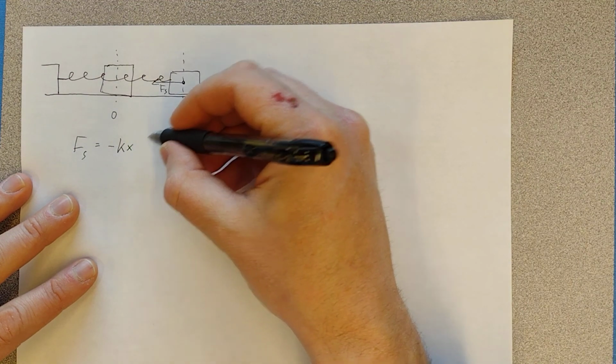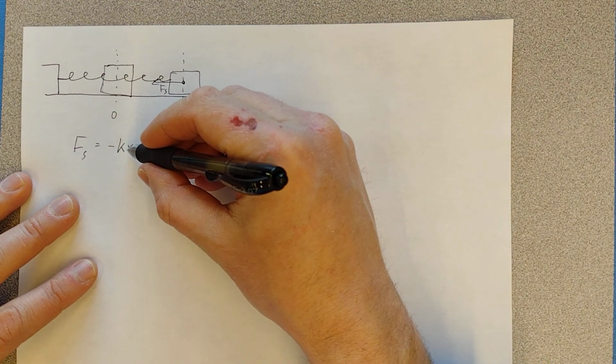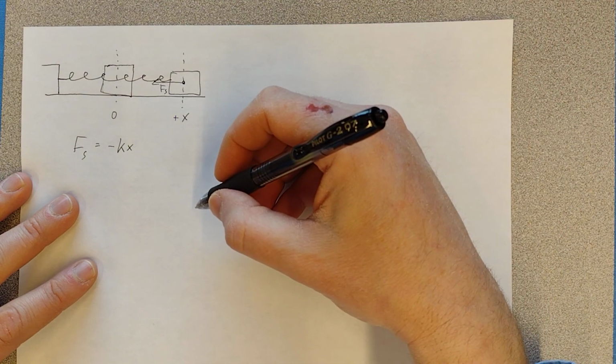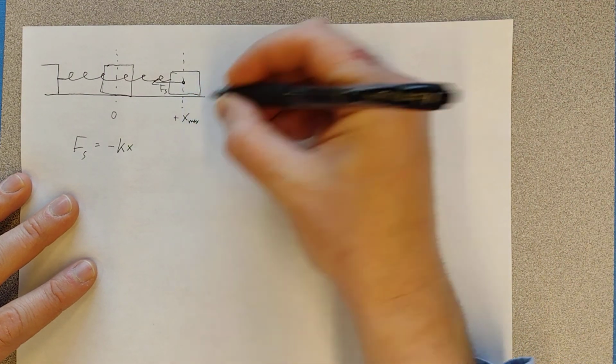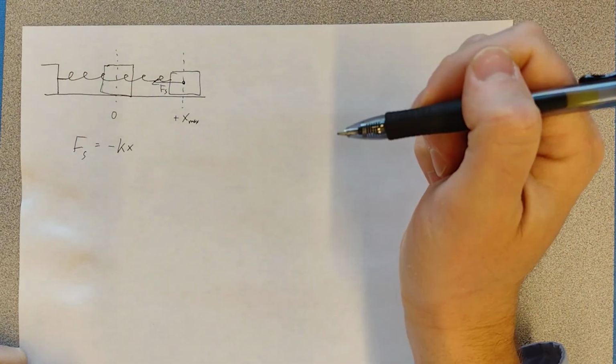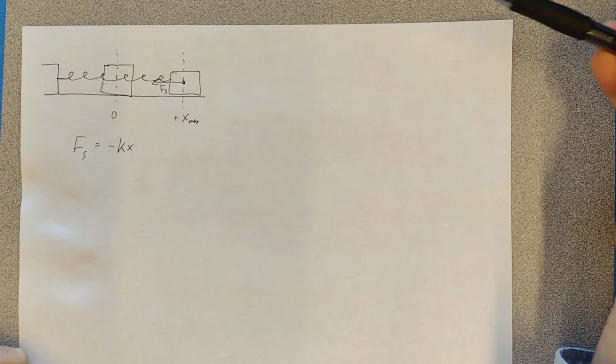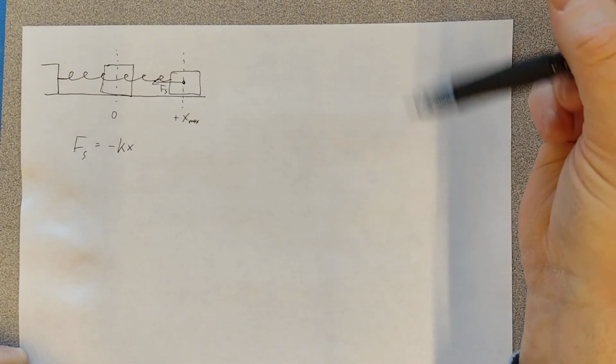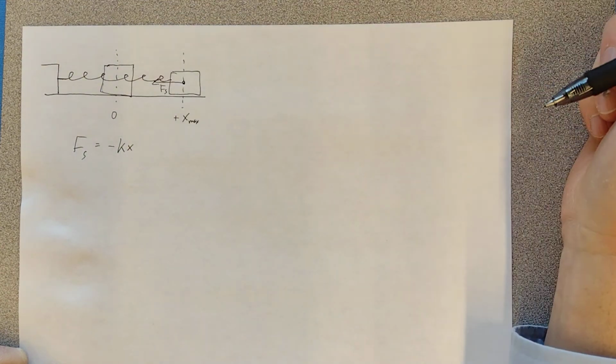And x is our variable, let's call it x max to give it a name here. So that's our spring force. We're going to let it go. It's going to get kinetic energy when it gets to here, so let's figure out how much kinetic energy it has when it gets there.